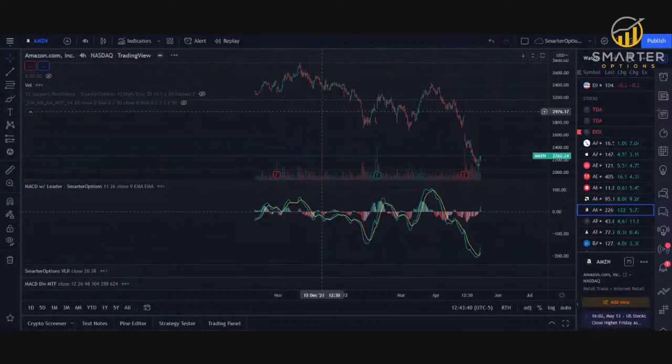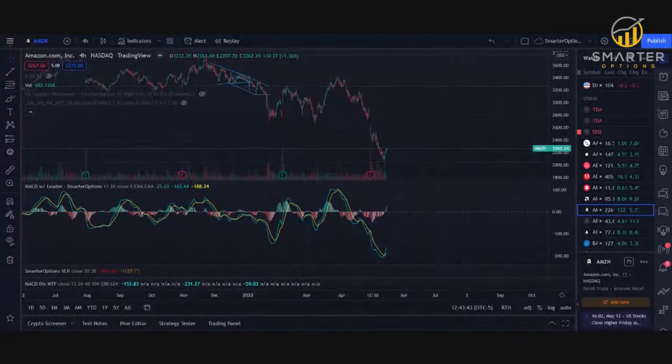Let's go look at some other stocks. Let's go look at Amazon. If you guys have any questions, feel free to hit up the comments.